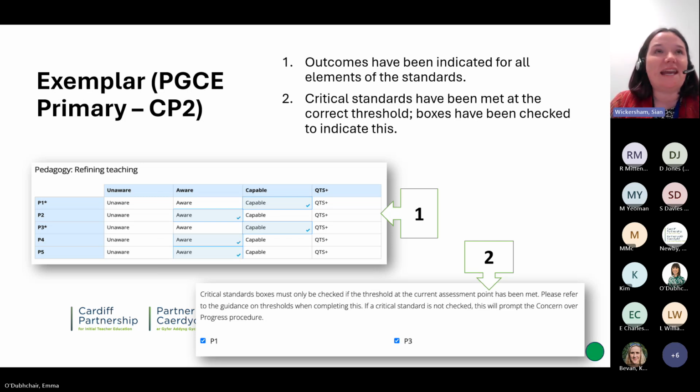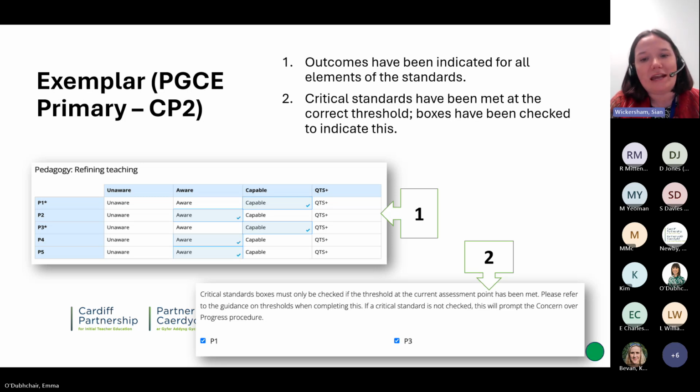So you might remember that in our learning and teaching observation, there's a not applicable box. For this one, we are assessing all elements of the standards. And then the second thing is, as Emma mentioned, if the critical standards have been met at the correct threshold, you need to tick the boxes to indicate that.